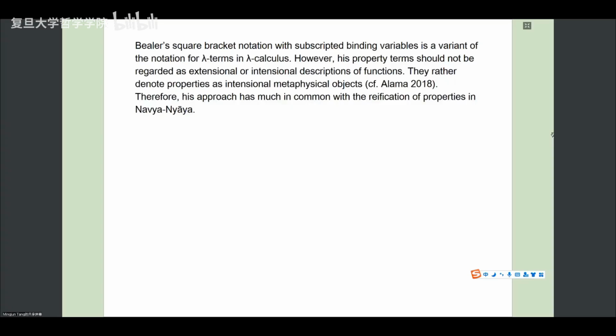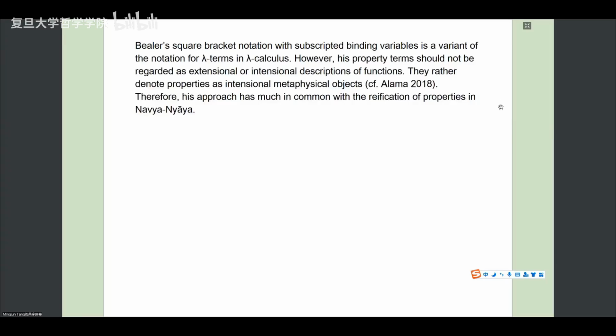So in Wheeler's calculus, the references of these property terms are really things. And that's what I need. I need a system where properties are regarded as things, not as functions. So that's why I have been sticking to Wheeler's formalization methods for many, many years now. As far as I can see, it's the best one can get for formalizing arguments in Navyanyaya.